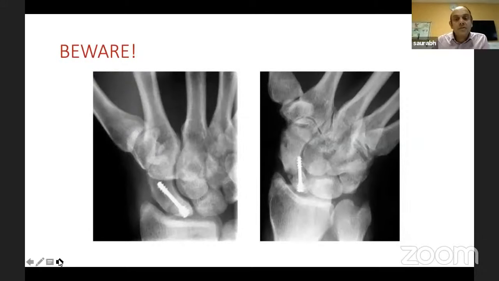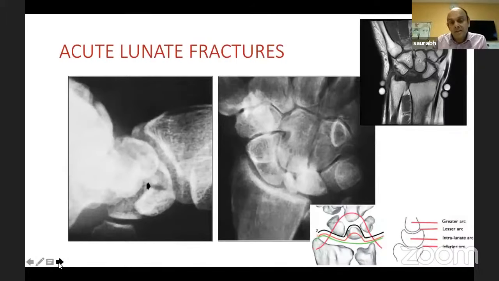Of course, X-ray is very important. Just make sure you've checked all your views. Otherwise, sometimes screws are not in the bone and we can kind of miss it. So that's scaphoid in a sort of a nutshell. So let's look at the other carpal bones.